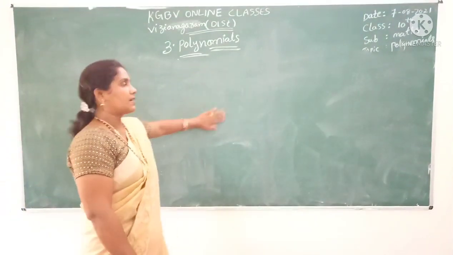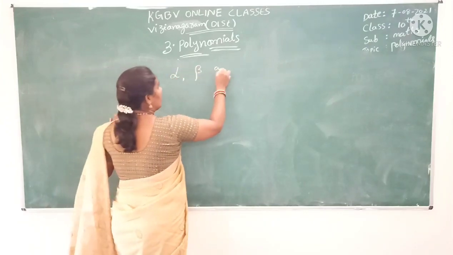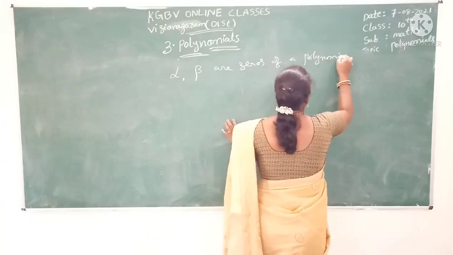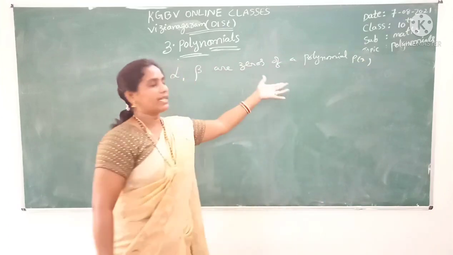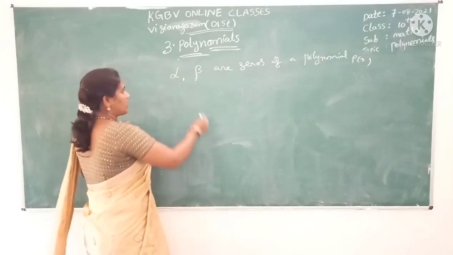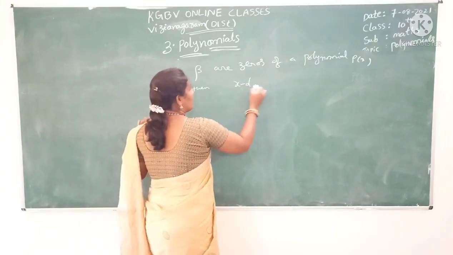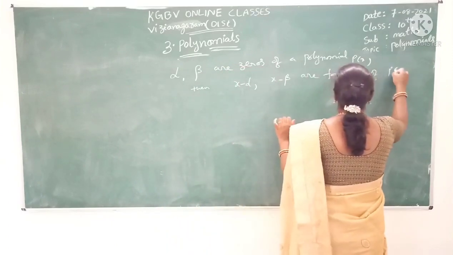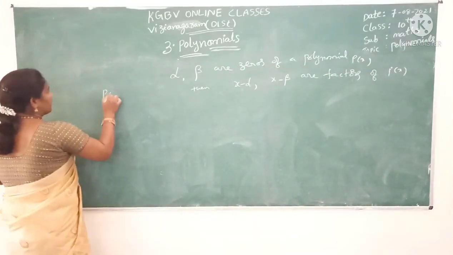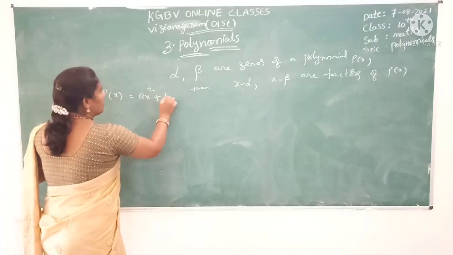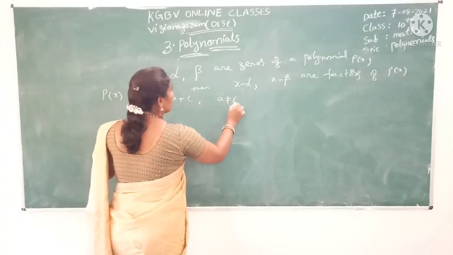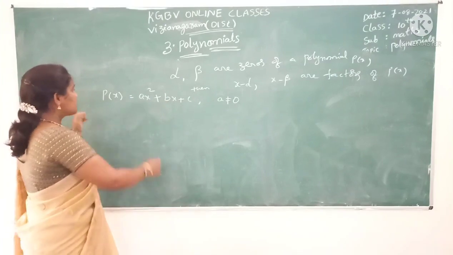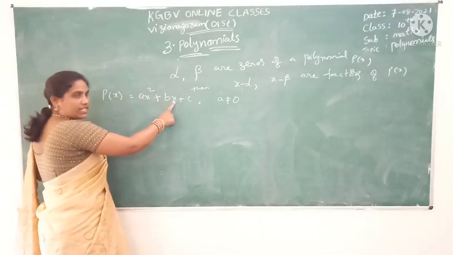We learn another concept. If alpha, beta are zeros of a polynomial P of x, then x minus alpha and x minus beta are factors of P of x. We take P of x is equal to ax square plus bx plus c, where a is not equal to 0. So a, b, c are real numbers. The coefficient of x square is a, the coefficient of x is b.